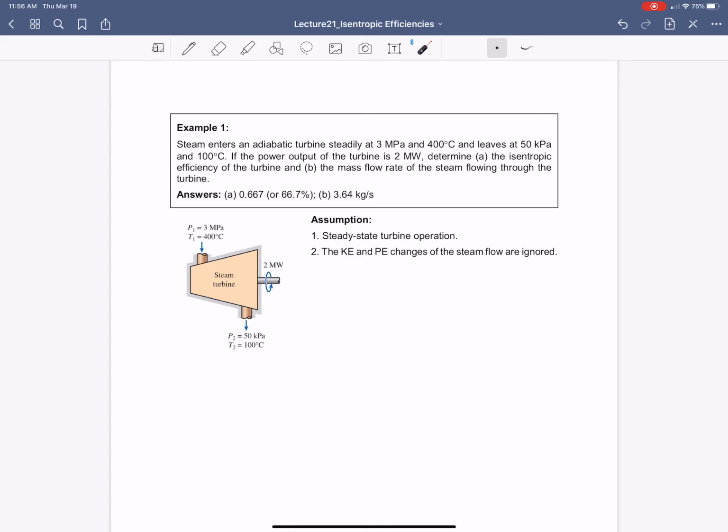Now let's try to solve example 1 problem based on what we discussed in the previous lecture. I'm gonna give you 15 seconds to read this statement, and please think about how you would solve this problem if you are given this question.